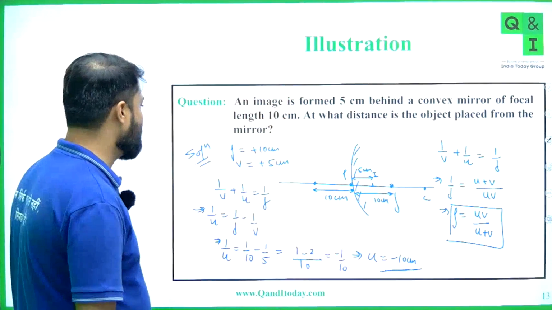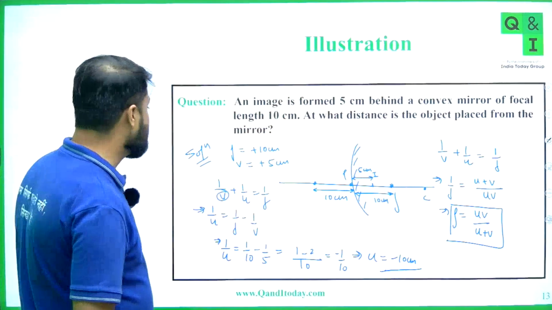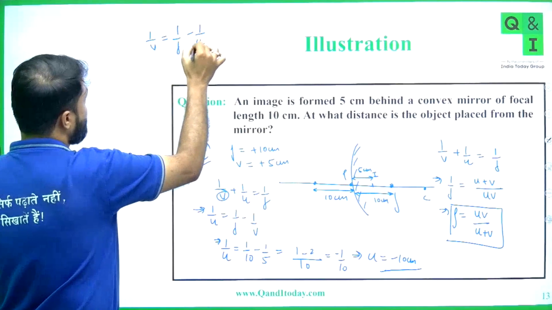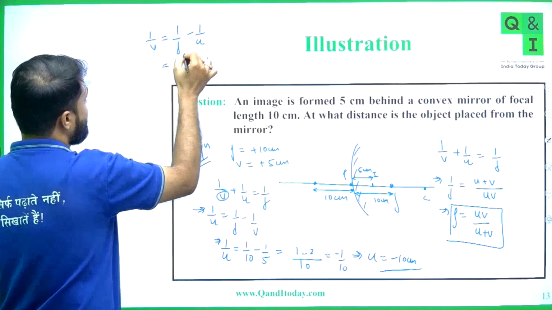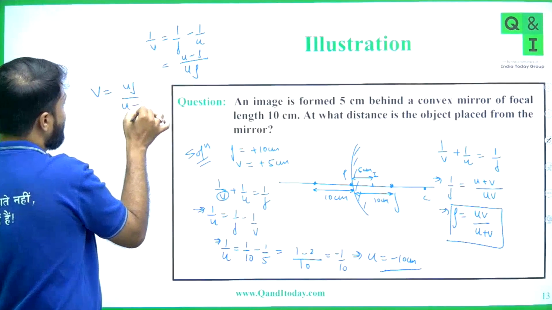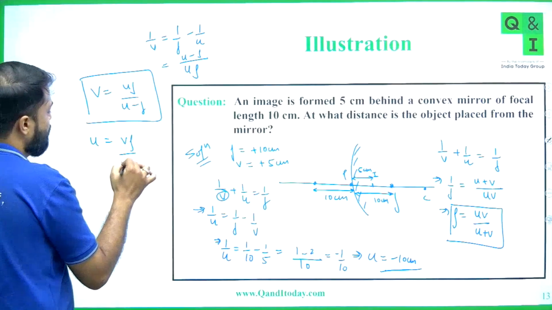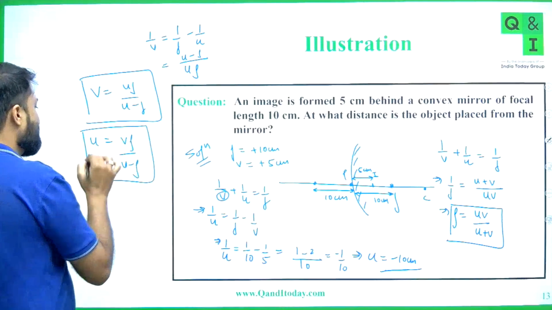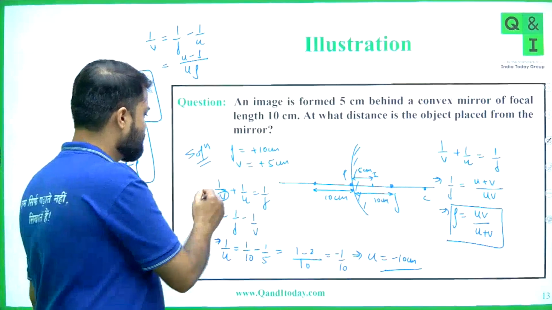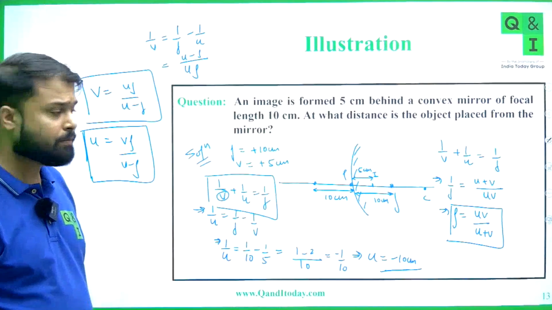Similarly, let's say we are asking about v to find image distance. So again, 1 by v is equal to 1 by f minus 1 by u. Okay, so taking LCM, u into f, here u minus f. So can we say v is equal to uf upon u minus f? Similarly, you can remember u is equal to vf upon v minus f. So you can remember these formulas also to make your calculation fast. Otherwise, this is sufficient. Okay, clear? Yes or no?